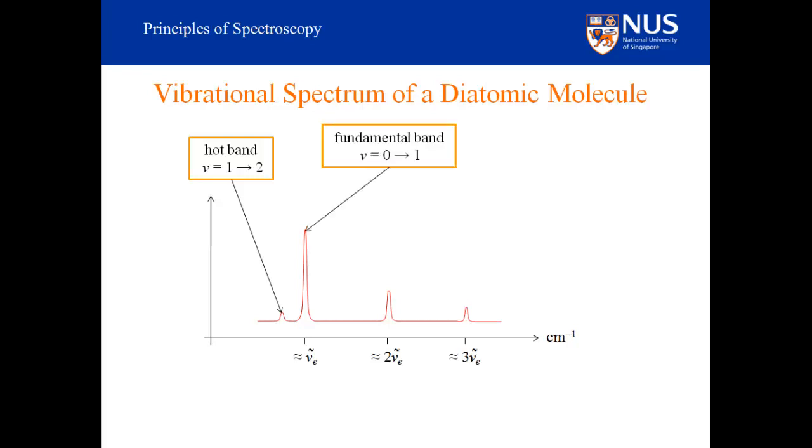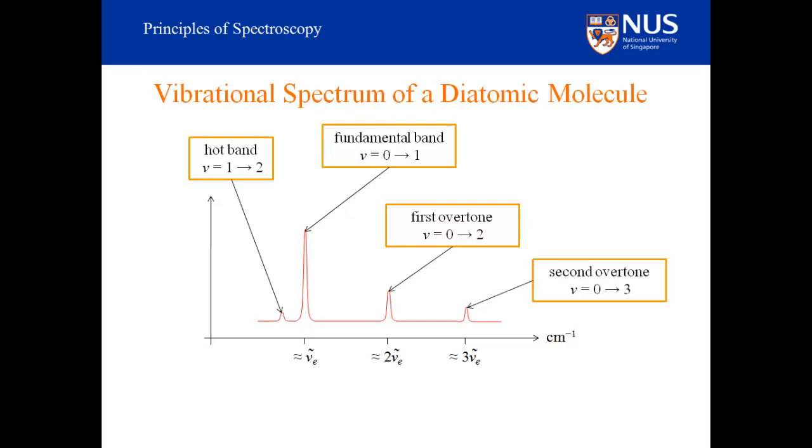The fundamental band occurs at a frequency of approximately ν-e. The first overtone will occur at a frequency that is approximately twice that of the fundamental, and the second overtone will occur at a frequency that is approximately 3 times that of the fundamental. But if you do the maths, you will see that in fact the first overtone is slightly less than twice the fundamental, and the second overtone is slightly less than 3 times the fundamental.